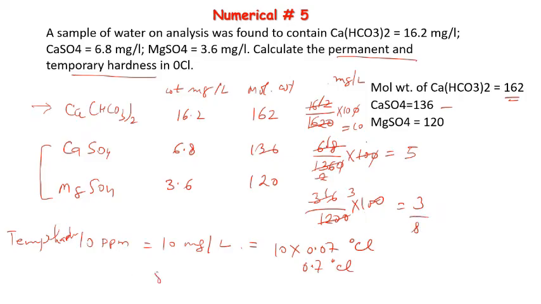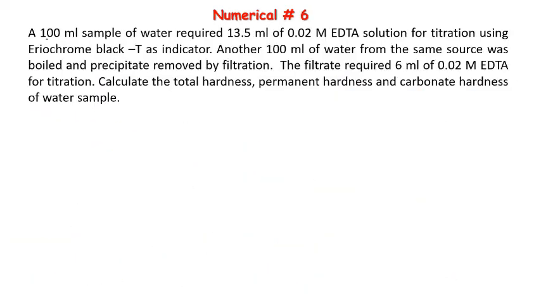So 8 milligrams per liter permanent hardness is equal to 8 milligrams per liter or 8 into 0.07 degree Clark. So this will be equal to 0.56 degree Clark. Now the problem number 6.